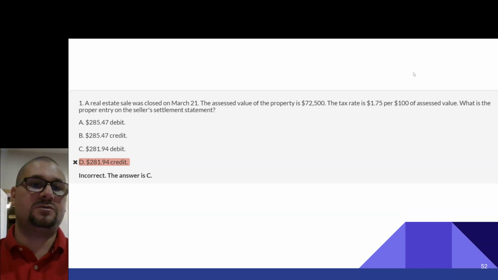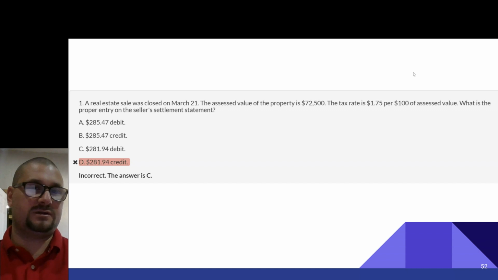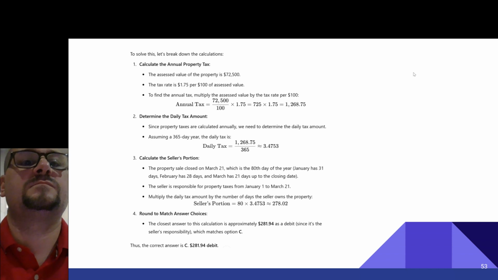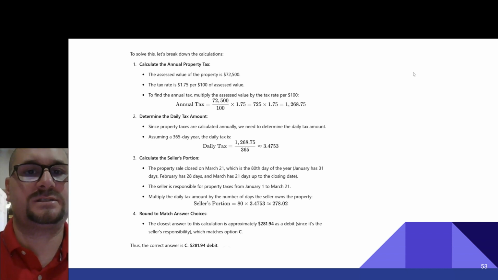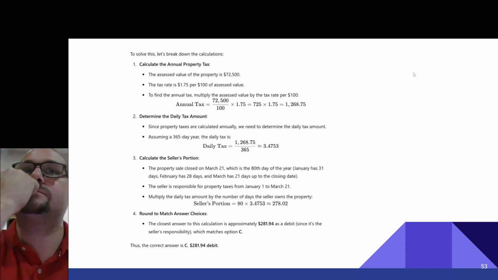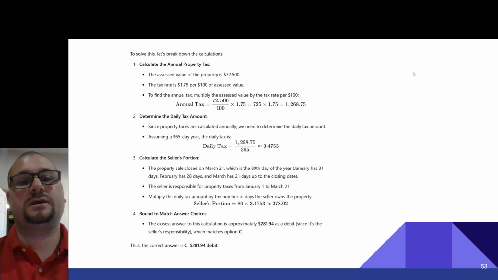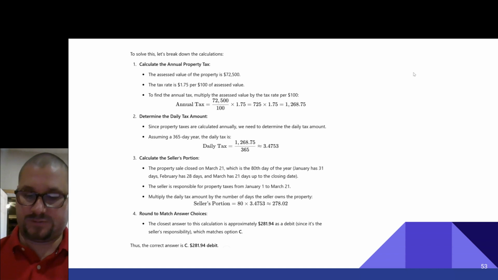Real estate sale was closed on March 21st. The assessed value of the property is $72,500. The tax rate is $1.75 per $100 of assessed value. What is the proper entry on the seller's settlement statement? So we'll calculate the annual property tax. Annual tax is the $72,500 times the 1.75 divided by the 100, which gives you 1268. Then you calculate the daily tax, and then you get the seller's portion, and you round to the closest answer.